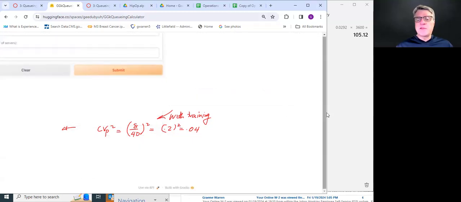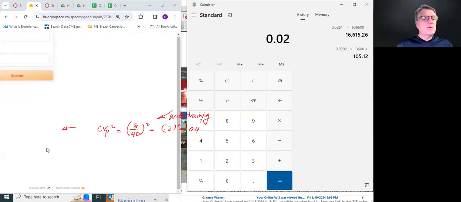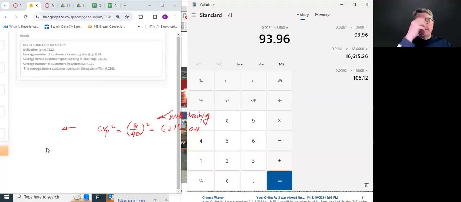And then your average time in the system is now 0.0261. So let's see if we can just run that through our calculator. 0.0261 times 3,600. So now you're down from 105 seconds to about 94 seconds. You've saved around 11 seconds by getting the training.